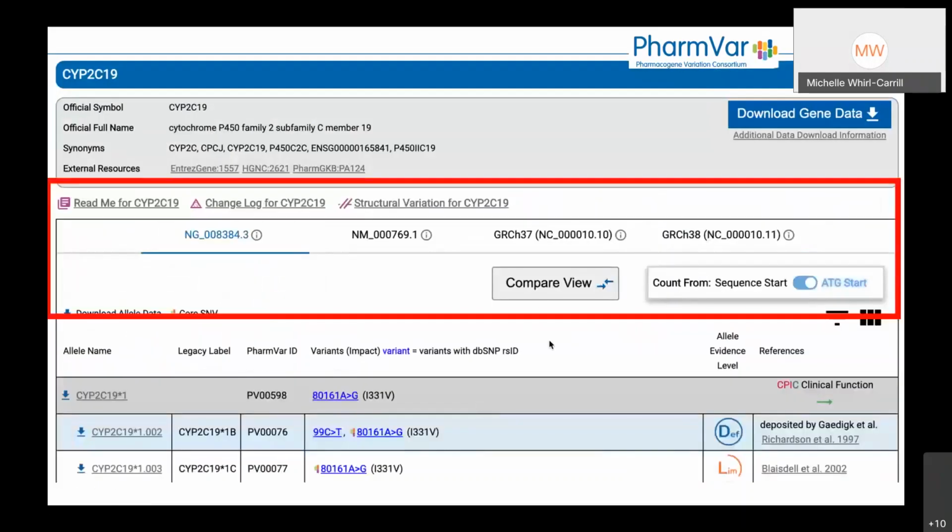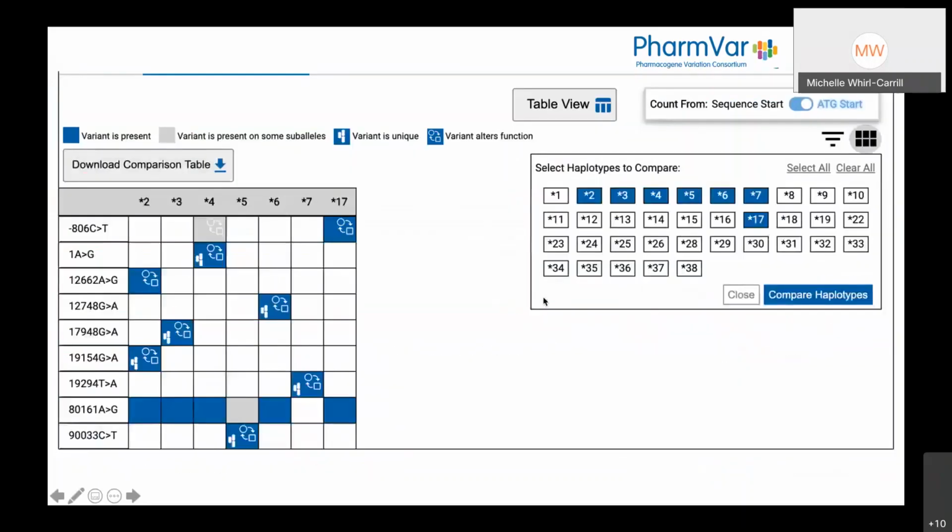So if I clicked on this compare view, and I could say, oh, I'm interested in all these different star alleles, and I press the compare haplotype button, it will give you a little table that shows you, okay, these are all the variants involved in all of these star alleles, and you can see like star 2 has multiple variants, star 3 has a couple, and then you can see this variant, oh my goodness, it's found in a bunch of star alleles versus this variant is only found in star 2. So it's not found in any of the other alleles that I selected.